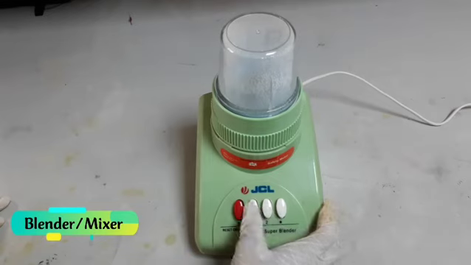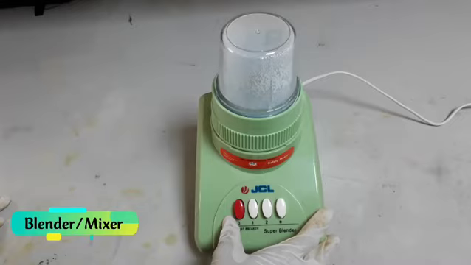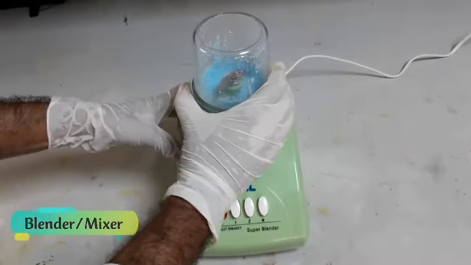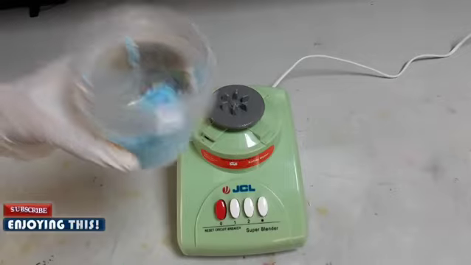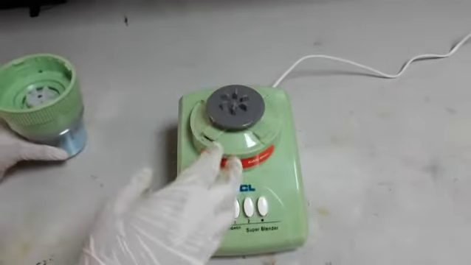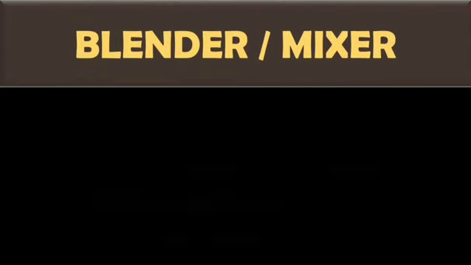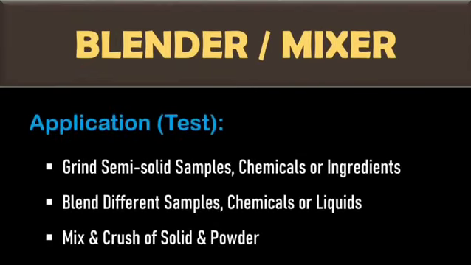ensuring uniform mixing. The applications are in the food industry, preparing purees, sauces, and smoothies. In the laboratory: homogenizing samples, preparing test solutions, and blending small plant or animal tissues for analysis. Advantages: quick homogenization, versatile, easy to operate, and clean. The application test: it grinds semi-solid samples, chemicals, or ingredients; it blends different samples, chemicals, or liquids; it mixes and crushes solids.